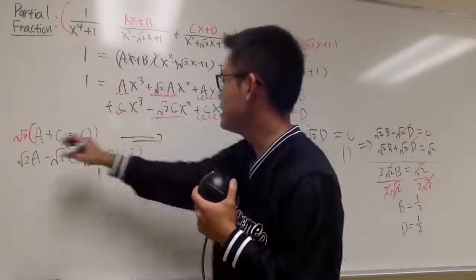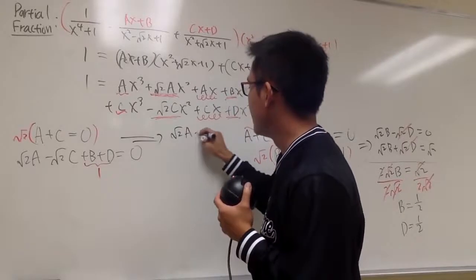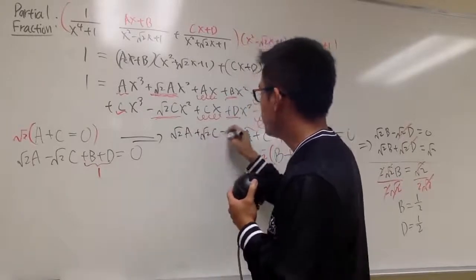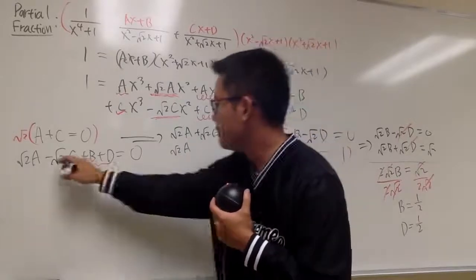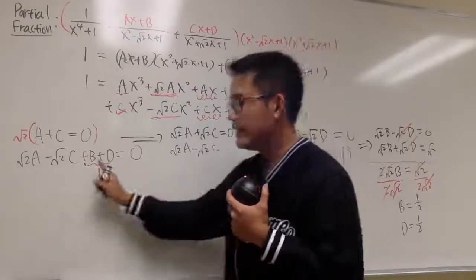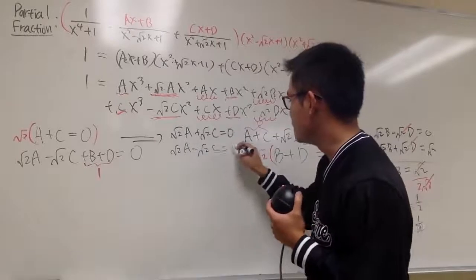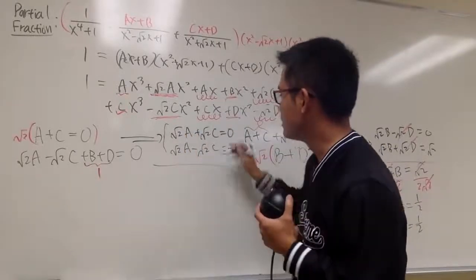And then you will see that on the top we have square root of 2a plus square root of 2c is equal to 0. And this is going to be square root of 2a minus square root of 2c. And let's move the 1 to the right hand side. So we have this is equal to -1. And then from here, you see that this and that will cancel.